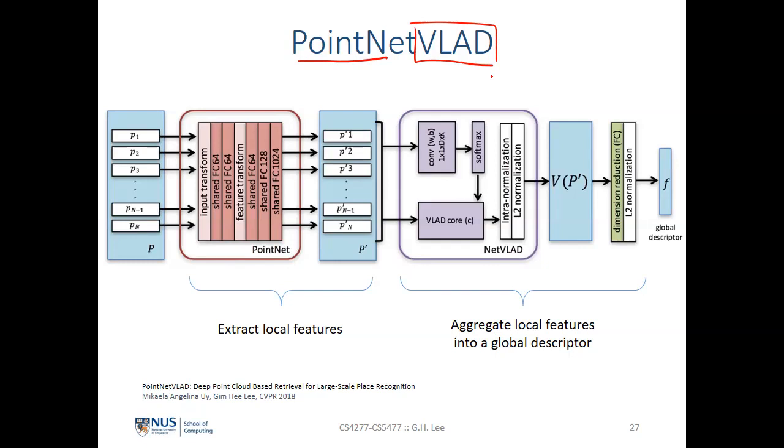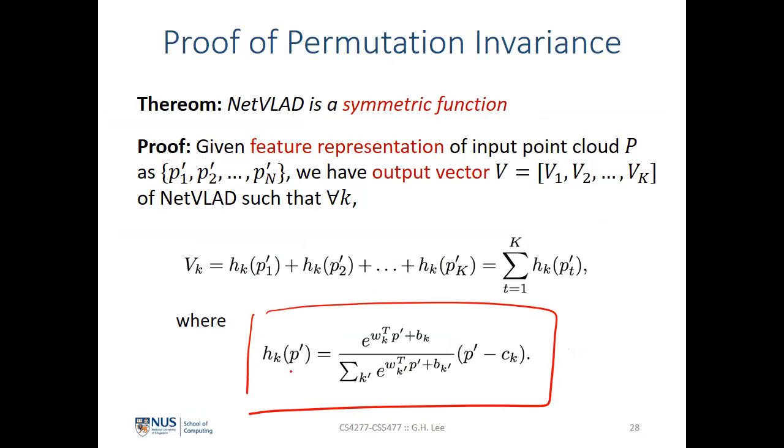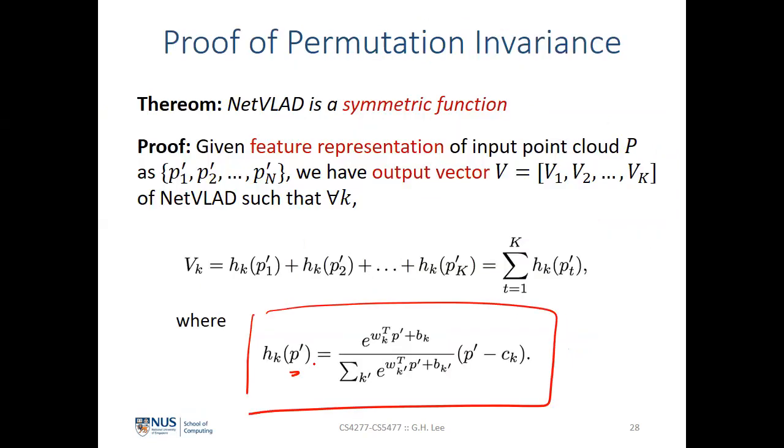It's actually very similar to visual words. What it's doing is learning the VLAD cores, which are all the visual words, the centroids. The equation is this here, but this is part of proving that it's permutation invariant. This is P prime here, where I'm taking all these points and putting them in. Every one of these P prime is going to be assigned to a centroid. This is exactly how visual words work.